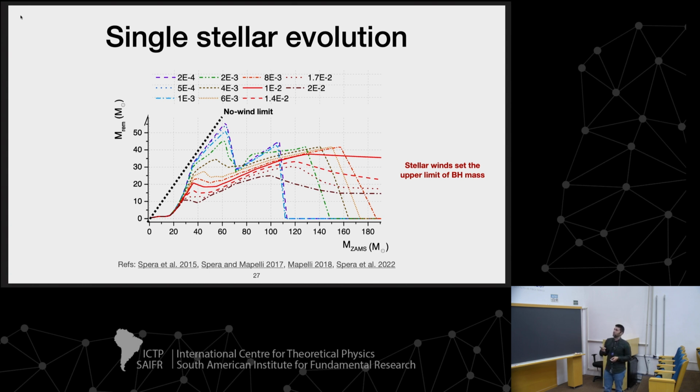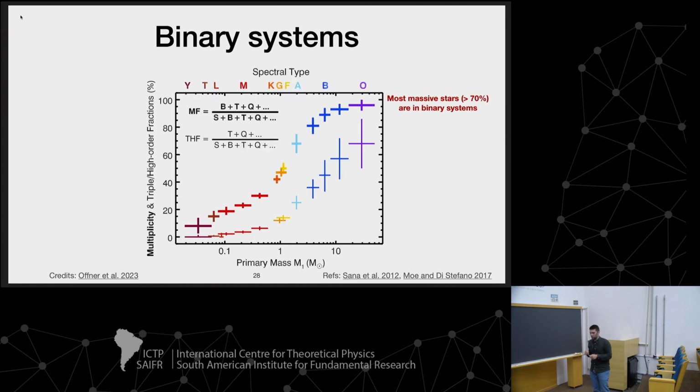For example, if you take this 2 times 10 to the minus 2, which is the solar metallicity, 0.02, you see that the final remnant doesn't go up much. So basically, what I want to show here is that stellar winds set the maximum limit of the black hole mass. Metal-rich stars cannot give you back massive black holes. This is the take-home message of this plot. Okay, that was the most important thing about single stellar evolution.